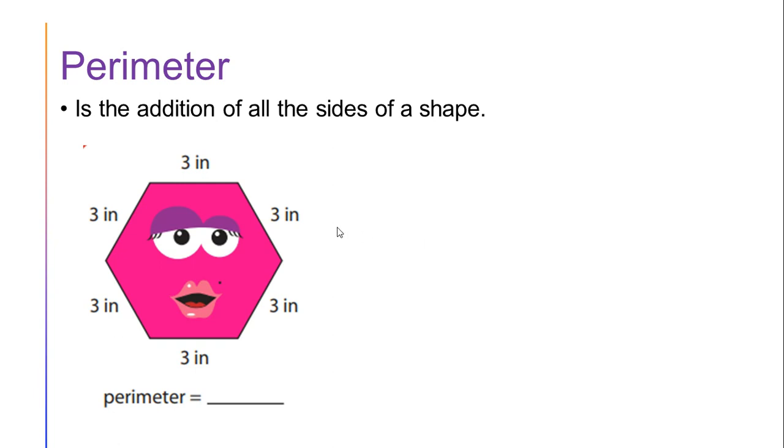Okay, so right here, as you can see, we have a hexagon. How do I know that I have a hexagon? Because this figure has 6 sides. Okay, polygons that have 6 sides are hexagons. Okay, now this hexagon has sides that are of 3 inches, all of them.